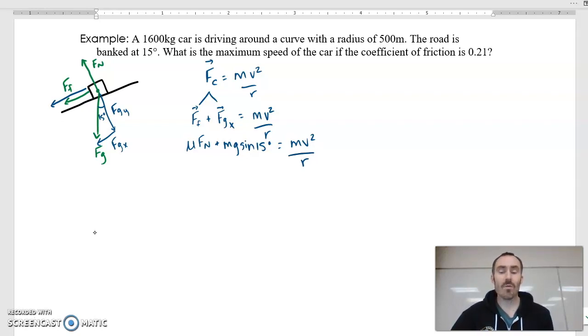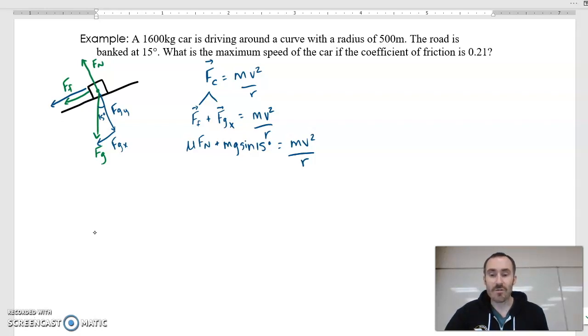Okay, so when it's asking us for the maximum speed of the car, this would be when our centripetal acceleration allows the vehicle to go around in a circle. Any speed greater than what we calculate right here would require a larger force of friction or a larger FGX. Okay, so when we calculate this v, it is giving us the maximum speed that can be sustained with these conditions. So I'm trying to solve for v. So I'm going to multiply by r, and I'm going to divide by mass, and I'm going to square root the whole thing.